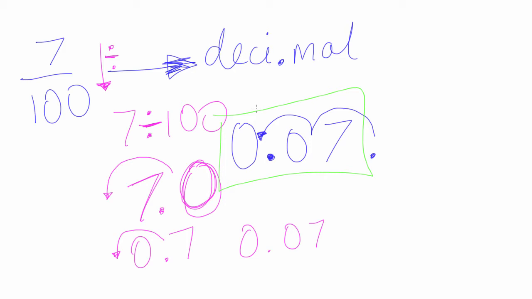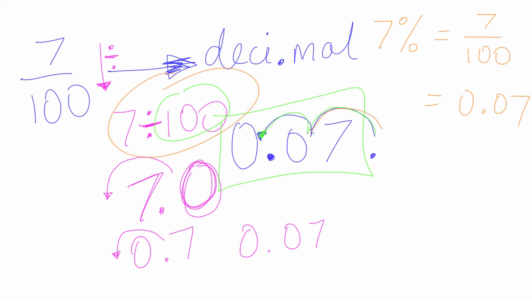So, 7 divided by 100. Whenever you divide by 100, you move the decimal point twice, and then you get a new number. So far, we've learned that 7% equals 7 over 100 as a fraction, which also equals 0.07. Write that on your cheat sheet now. Divide by 100, move decimal point twice.